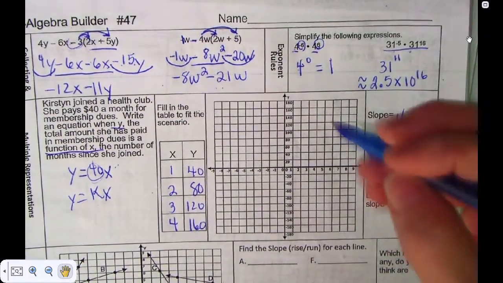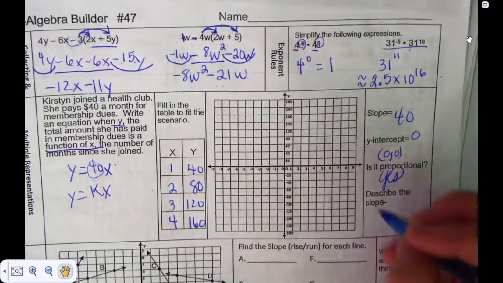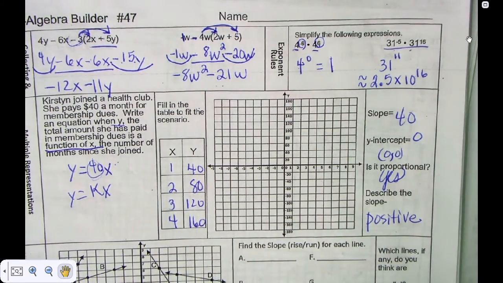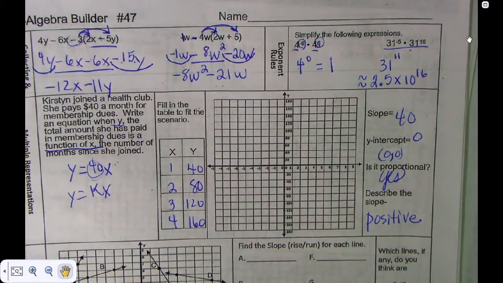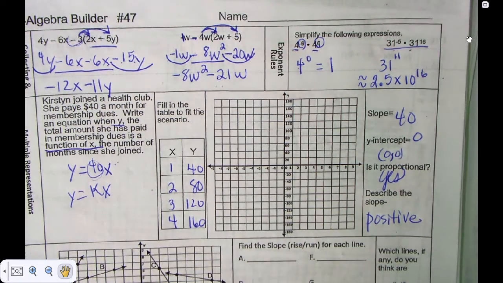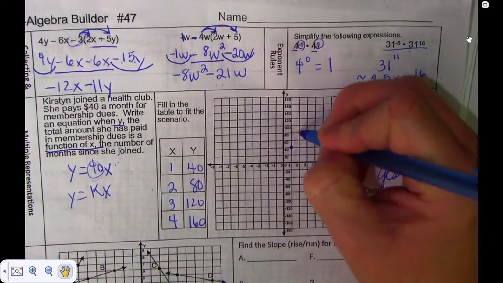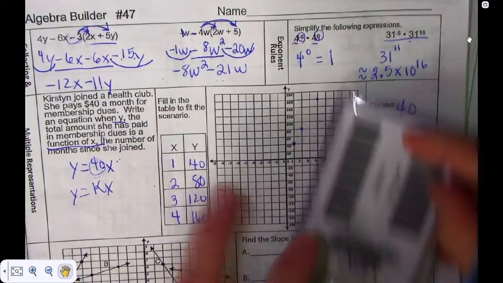And this, oh, let's go graph it. Who knows what it's going to be before we ever graph it? Positive. Why is it positive? Yeah, 40 is positive. The slope is positive. A positive number, so it's positive. So 1 is 40, 2 is 80, and I'm going to do 4. And then connect your points.